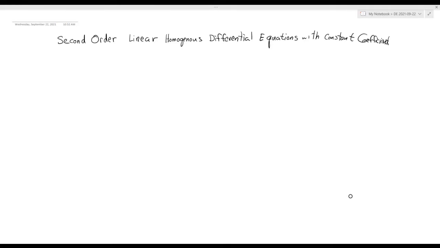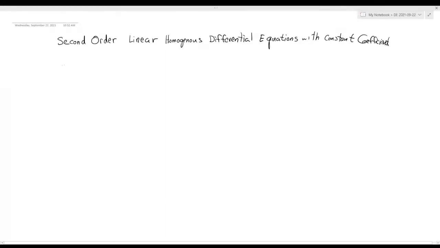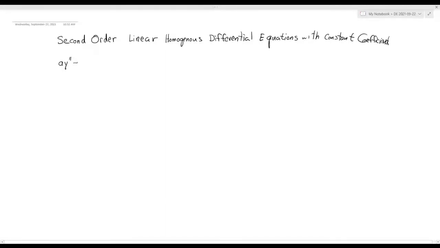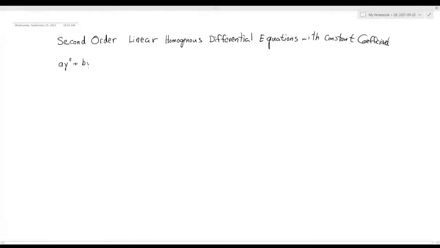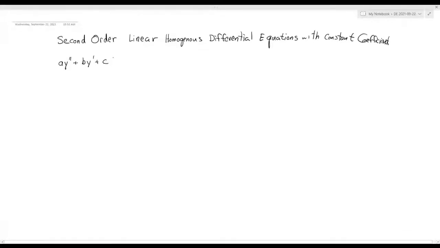So we have these special cases. It's simple but important: a second order differential equation. It's linear in y. It's homogeneous, so the right-hand side is 0. And we have constant coefficients.